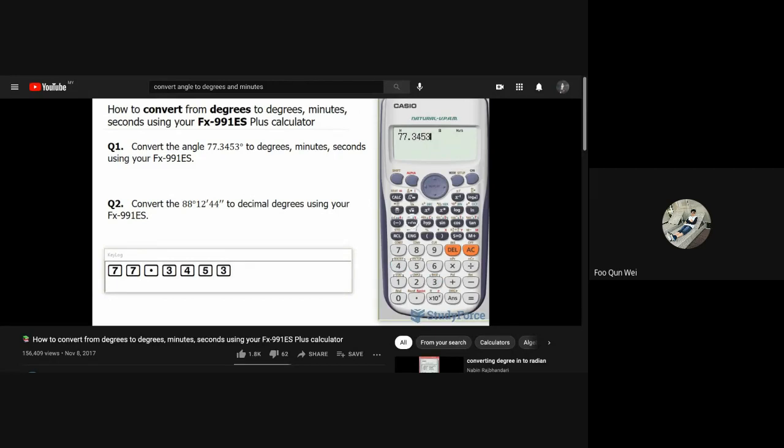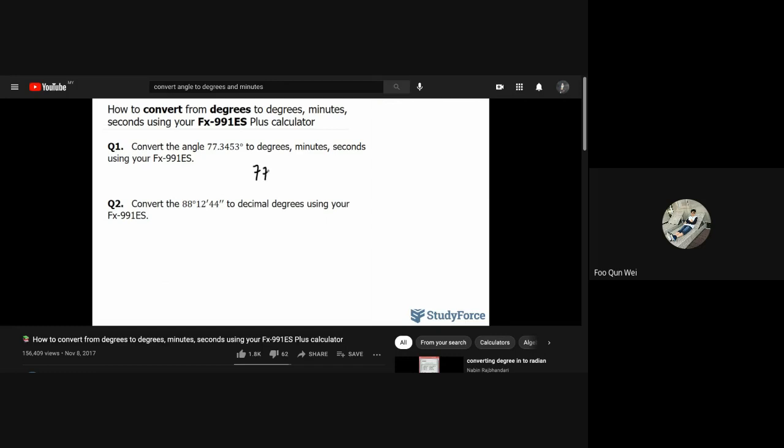77.3453. And what you do is you click this button. You don't need to press shift. You just click this button and you'll see this degree symbol pop out. Now this is our angle, and we're going to convert this into degrees, minutes, seconds. So we click the equal sign and we end up with our answer: 77 degrees, 20 minutes, and 43.08 seconds. So let's write that down. And that's it. That's all you do.